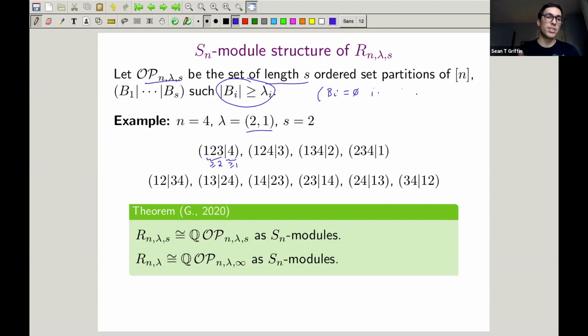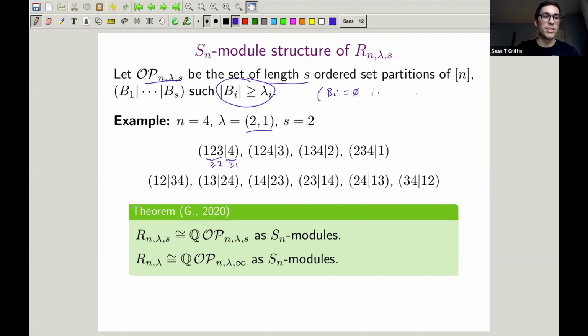And in order to get a formula for R_{n,lambda}, all you have to do is take a limit as s goes off to infinity. So that corresponds to allowing infinitely many parts. It's just that finitely many of those blocks will be non-empty.